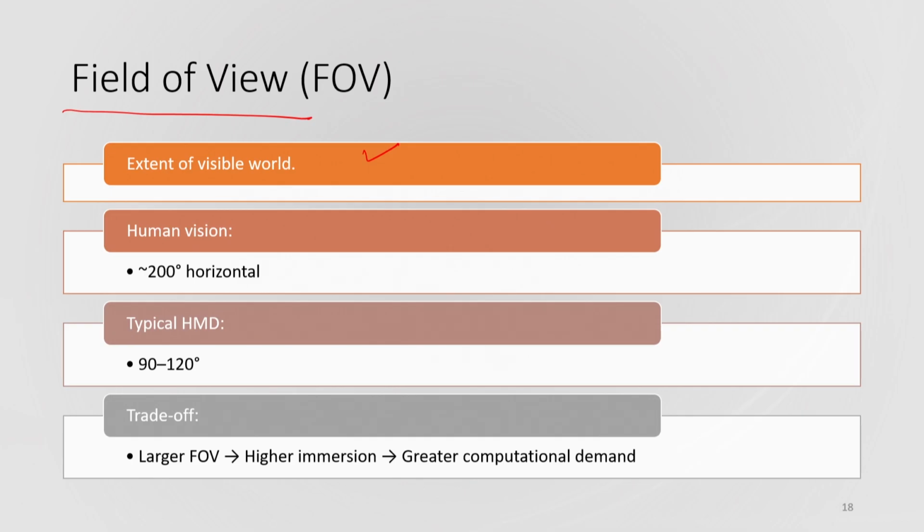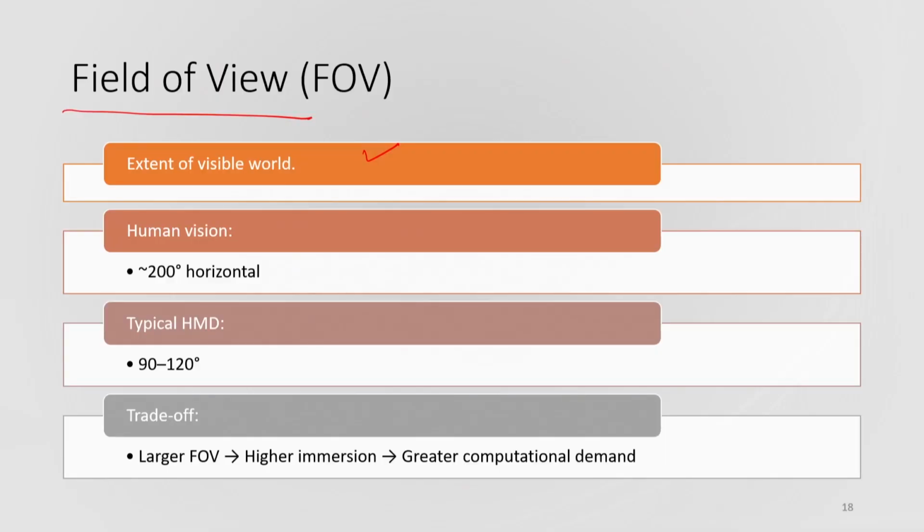Typically, human vision in the real world can see up to 200 degrees. So, if you think about me, I can see everything in my line of sight, but also my peripheral vision can see a little bit around me, beyond me as well. So, horizontally I can see around 200 degrees, but head mounted displays will limit you to 90 to 120 degrees. The larger your field of view, the higher your immersion, but it requires a lot of computation as well. So, the greater is the computational demand on your headset.